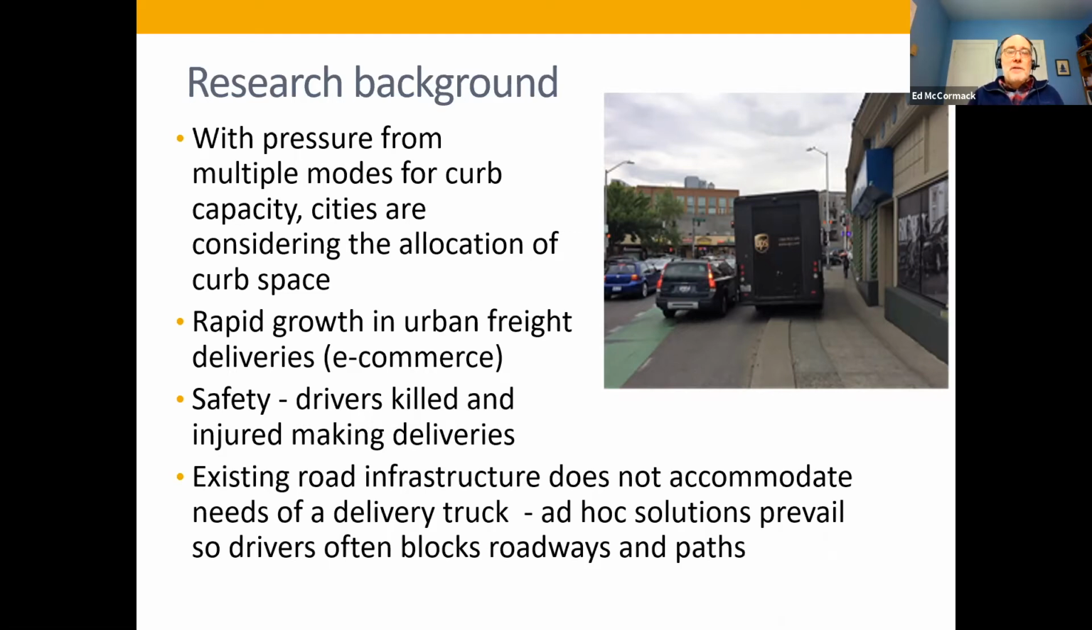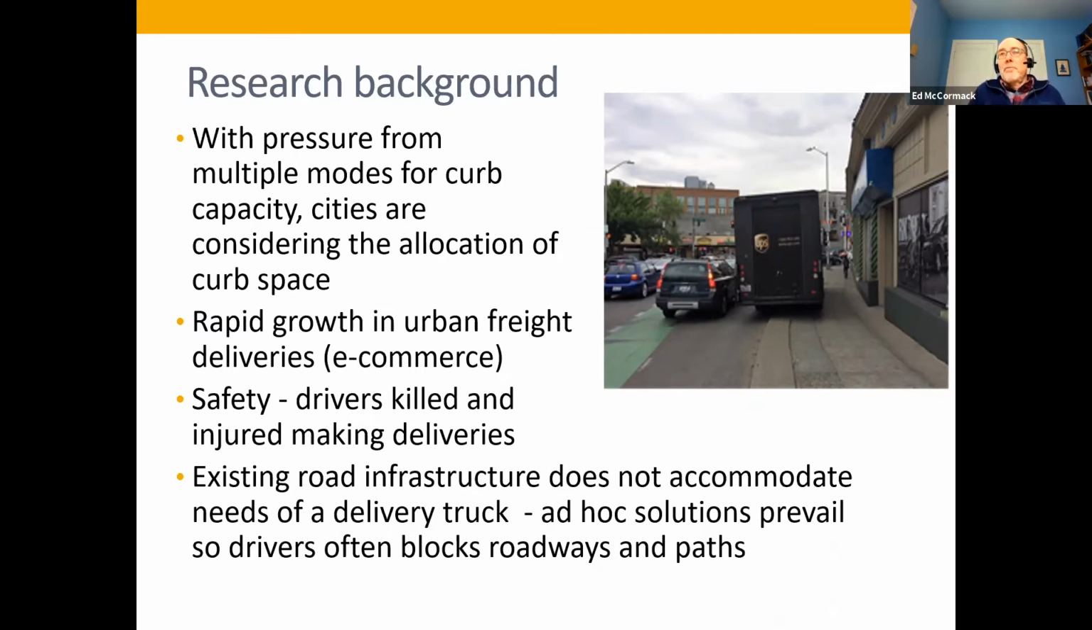And there's also issues with drivers being killed and injured making deliveries because of improper load infrastructure. We looked for statistics for the United States. We couldn't find them, but we did find some statistics in Britain that showed that every year some delivery drivers are killed as they're delivering and loading and unloading from their trucks. So what happens is the existing road infrastructure doesn't really accommodate the needs of delivery trucks. So a lot of ad hoc solutions prevail.